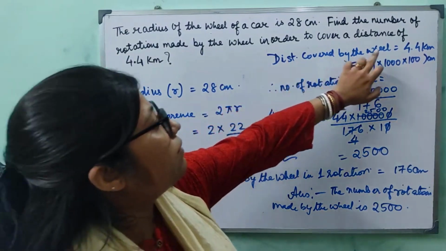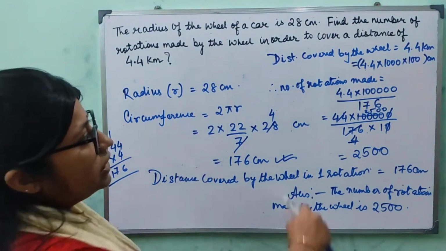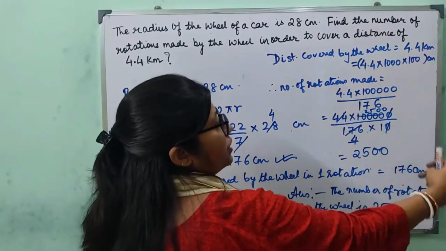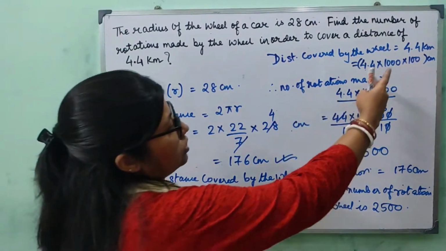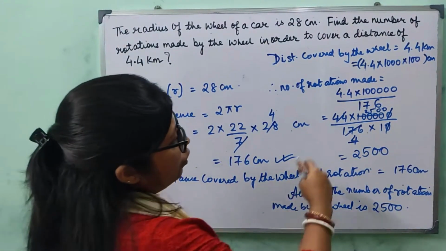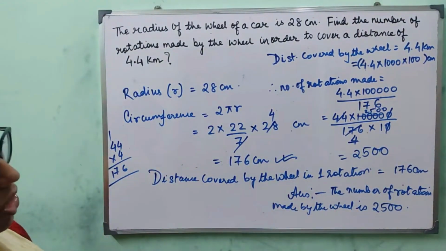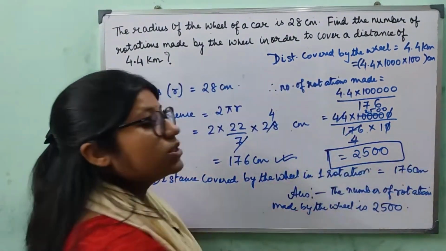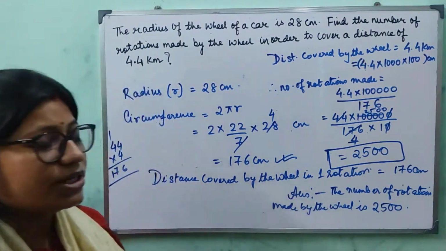Now, the total distance covered by the wheel was given to you, which was 4.4 kilometer. Make sure the total distance covered by the wheel and the distance covered in one rotation are both in the same units. So 4.4 kilometer means 4.4 into 1000 into 100 centimeter. So number of rotations made will be equal to 4.4 into 100,000 by 176. Once you cancel out things and simplify, you get the rotations as 2500. So the final answer is the number of rotations made by the wheel is 2500.